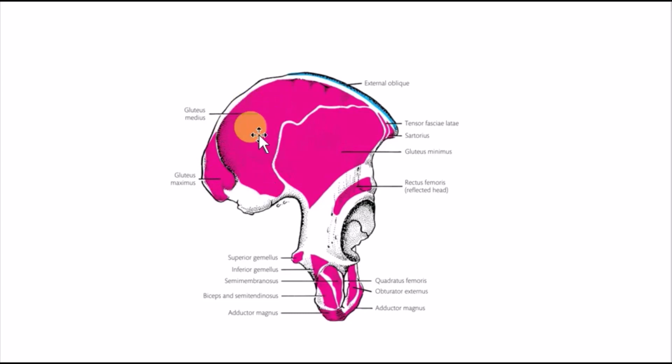Between the posterior gluteal line and anterior gluteal line there is attachment of the gluteus medius, and between the anterior gluteal line and inferior gluteal line there is attachment of gluteus minimus muscle, and below the inferior gluteal line on a grooved area above the acetabulum there is attachment of reflected head of rectus femoris muscle.